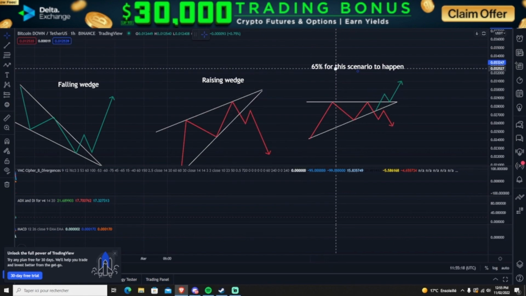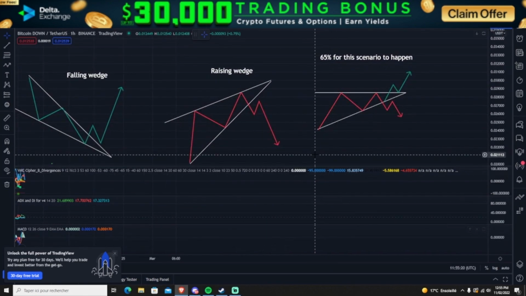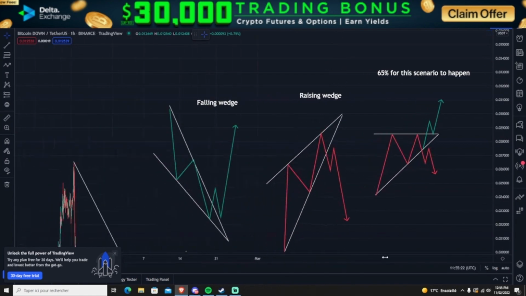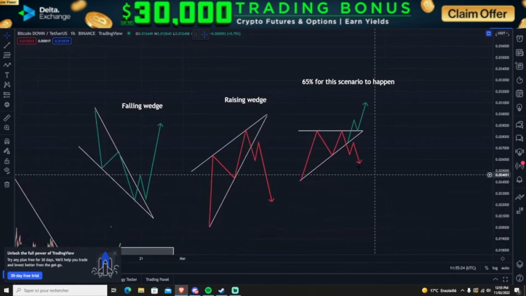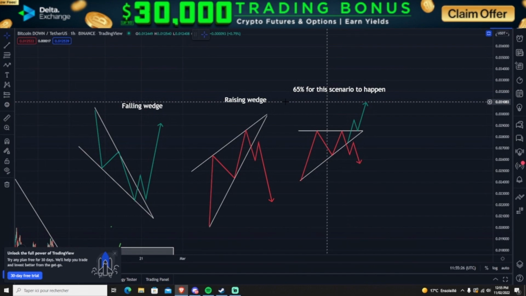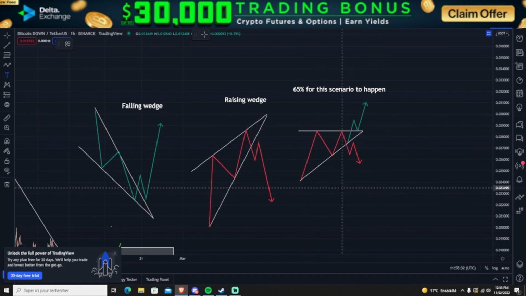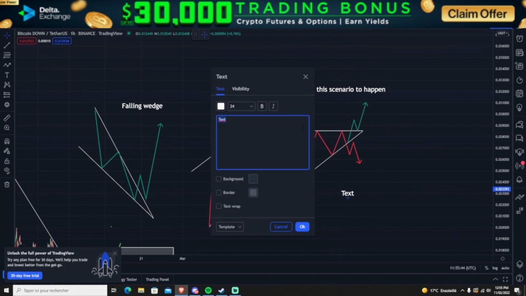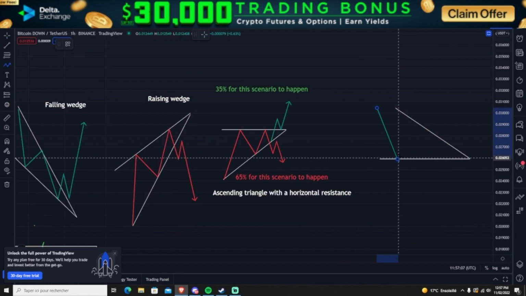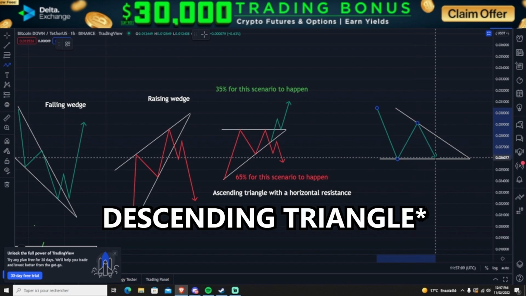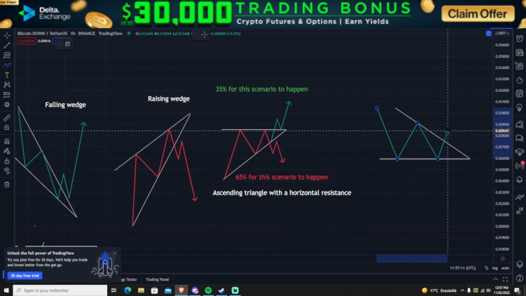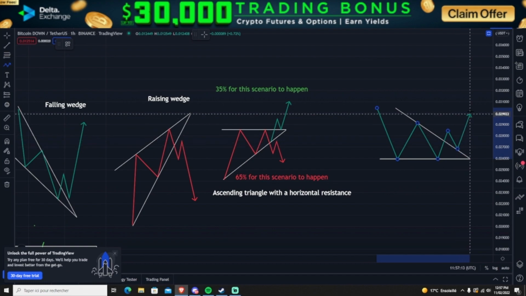This is an ascending triangle with a horizontal resistance. That's the rule of it. Down below you see an uptrend, and at the resistance you see it horizontal. So on the ascending triangle with a horizontal resistance, it's most likely to break up.